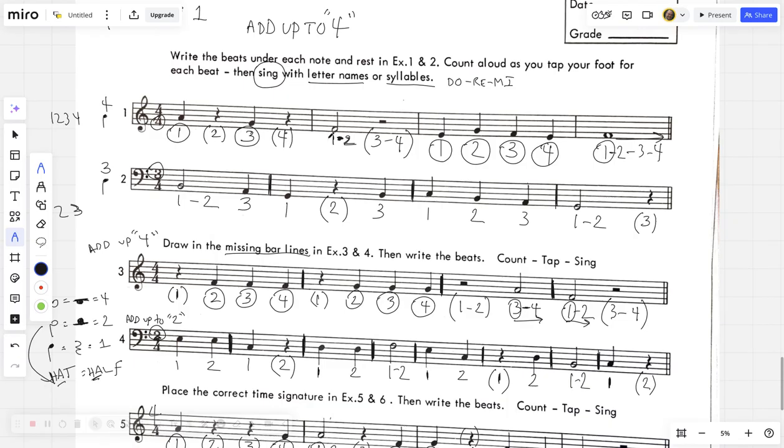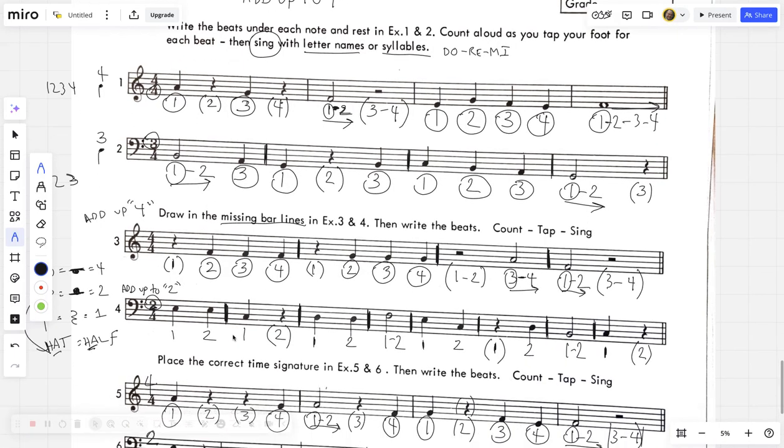There's one. I should have circled that one. Here's another one. Should have circled that one. Should have circled 3 because we hit. Clap on 1, clap on 3. So we're checking. Where do we clap? Hit on 1, hold through 2, right? And I think I got most of them.